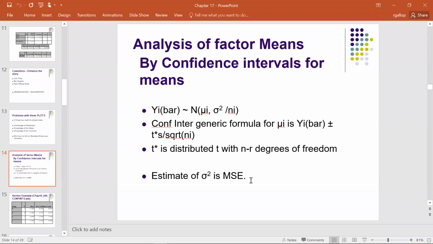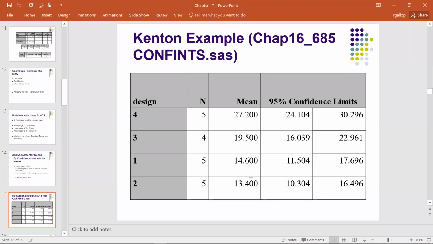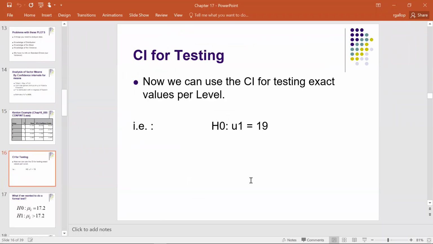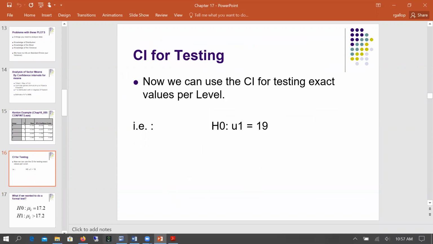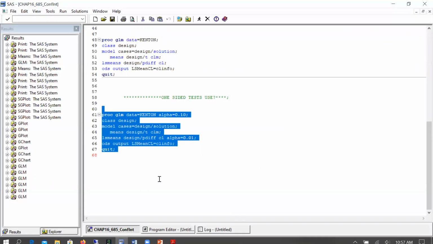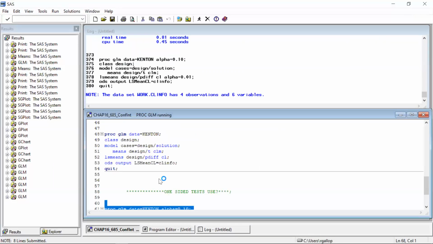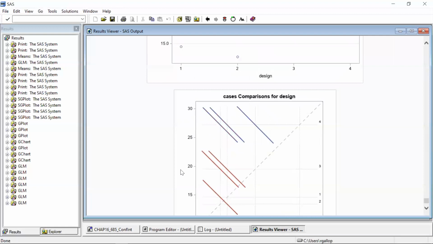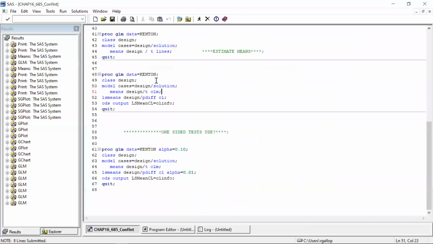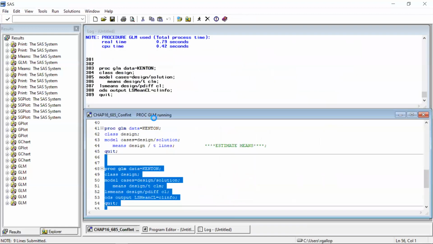And when we get here, we have that. And we saw this with the Kenton data set. If you wanted to do the exact level of whether or not a mean's equal to 19, well, we could do the confidence interval for that. All right, so again, we're dealing with the Kenton data set, right? And we're doing it with an alpha of 0.05.